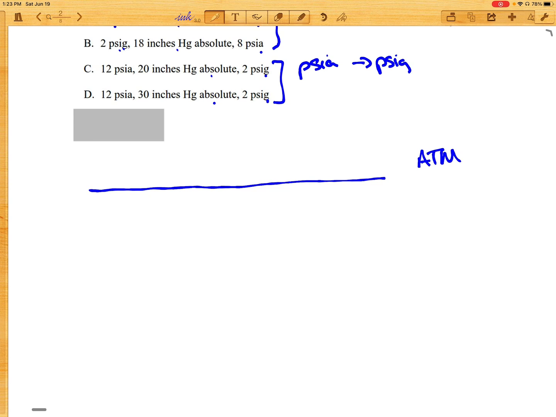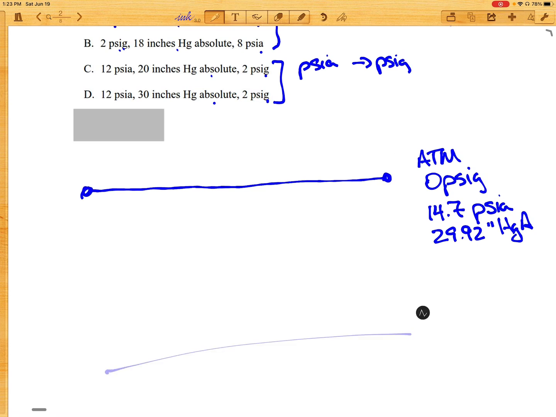Atmosphere. All right, so our 3 units of measurement are going to be PSIG. So that's going to be 0 PSIG. It's going to be 14.7 PSIA, and that's going to be 29.92 inches of mercury absolute. That's at atmosphere, right here.